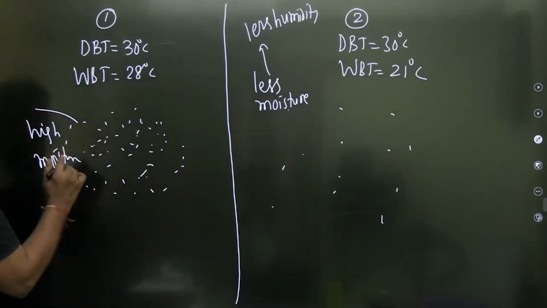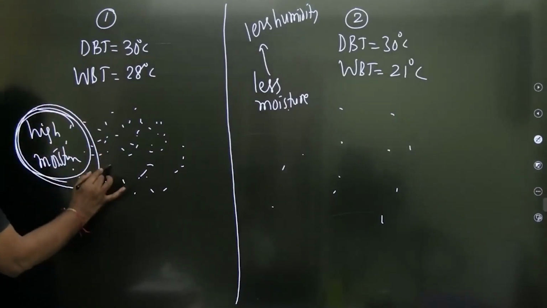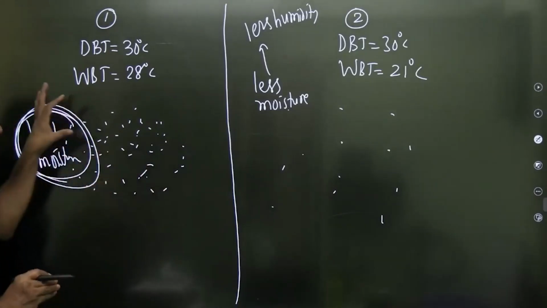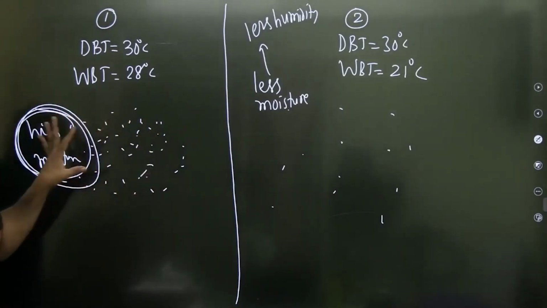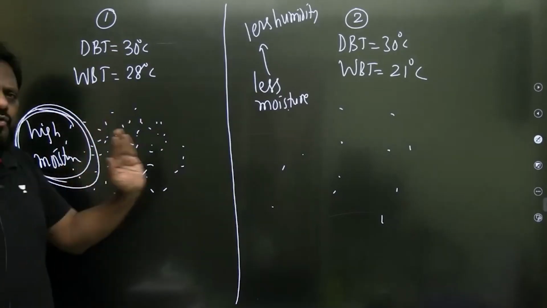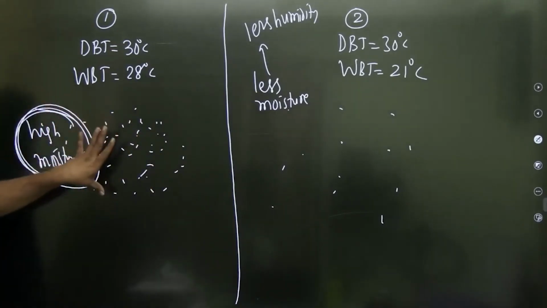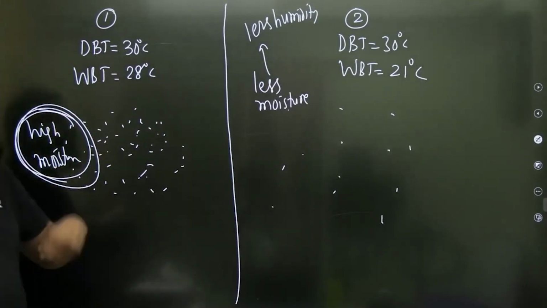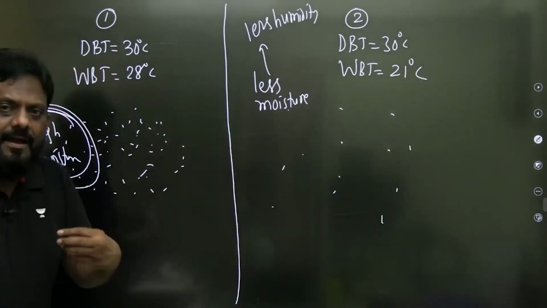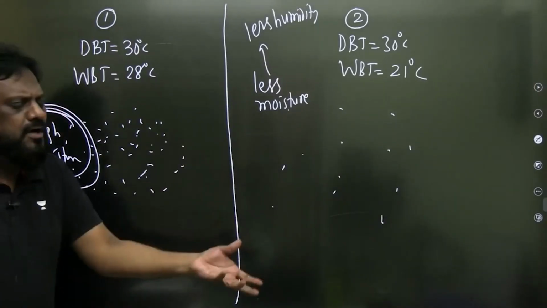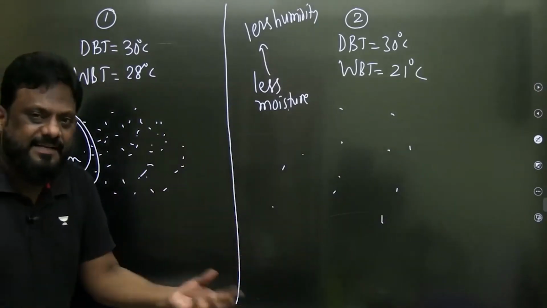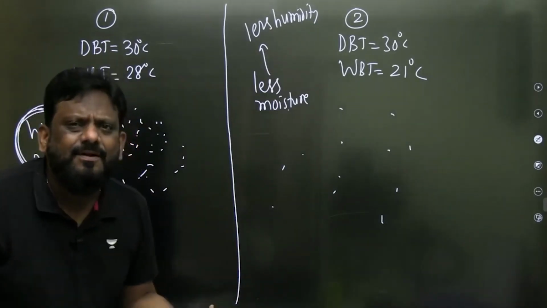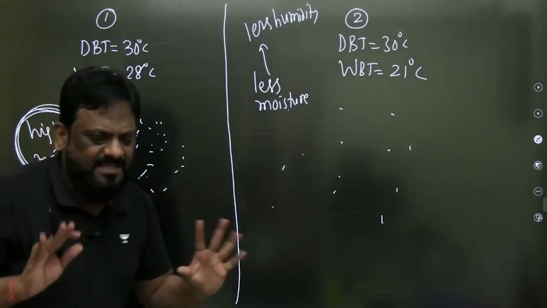Look carefully, when moisture is already high in air, it will lose less heat to reach saturation. Already its moisture is high, so I can say it is close to saturation. So when it is close to saturation, what will be its absorbing capacity? Less. When it absorbs less, it gives less heat. Why? Because it wants only less moisture, so it will lose less heat. When it is losing less heat, what will be the drop in temperature? Less.